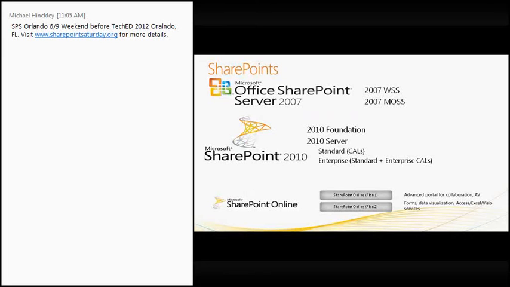And of course, we move on to SharePoint Online. We have Plan 1 and Plan 2, which can get rolled into the larger scope of the Office 365 plans.